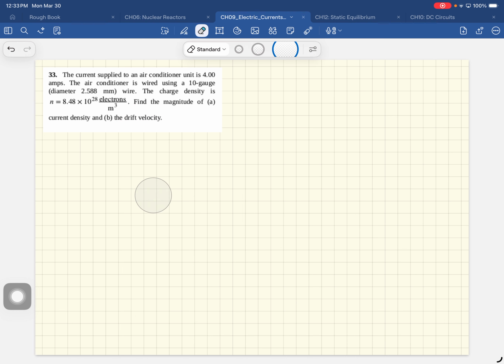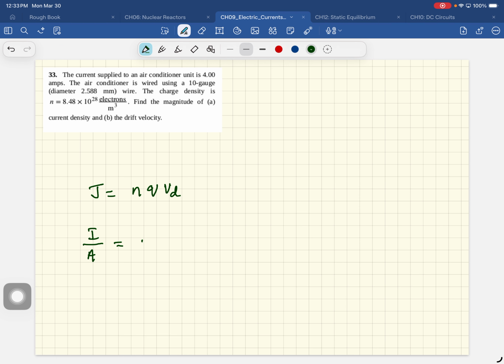So the current density is given by N, and Q, the charge of the carriers. What are the carriers? The electrons, and the charge is e, times the drift velocity. Okay. And the current density is I divided by the area of cross section.